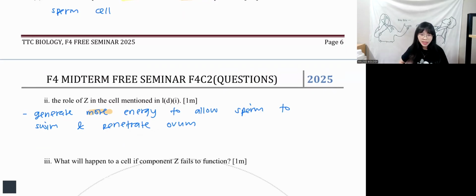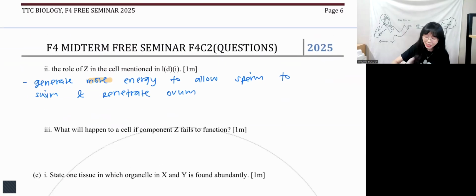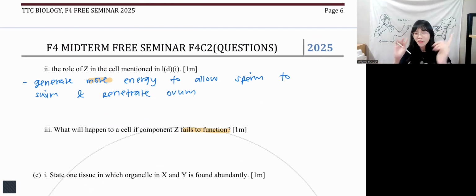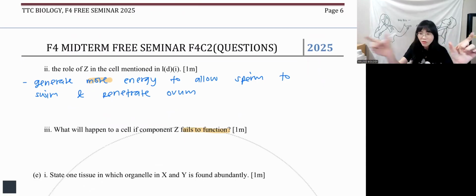What will happen if cell in component Z fails to function? When there is no mitochondria, means that the sperm cannot swim. When the sperm cannot swim means that there is no fertilization. If the question says fails to function, then we write the function in front, we add unable. Unable to whatever, okay? Just write unable and then write the function. For all of the question, when they say fails to function, cannot produce, blah, blah, okay? Cannot function on. Unable, and then you write the original function itself. So they unable to swim and penetrate ovum for fertilization.